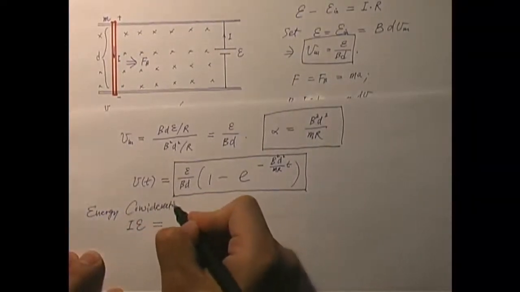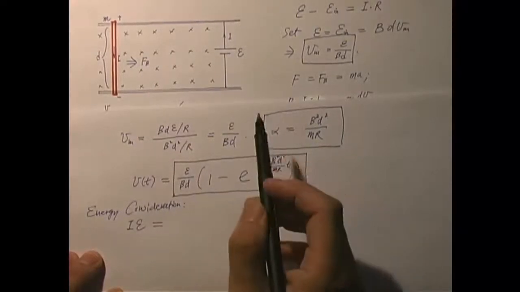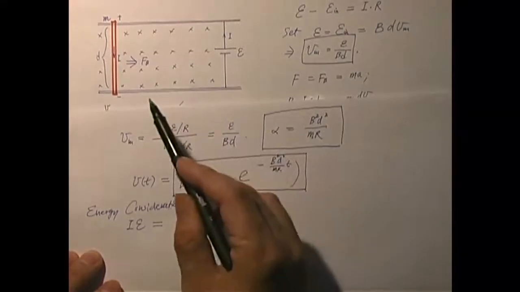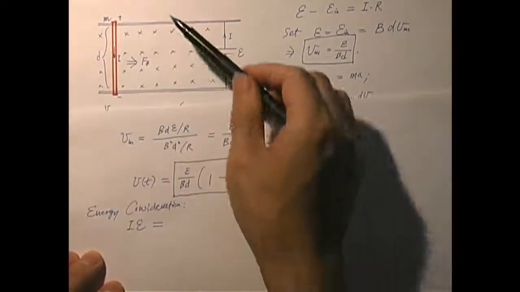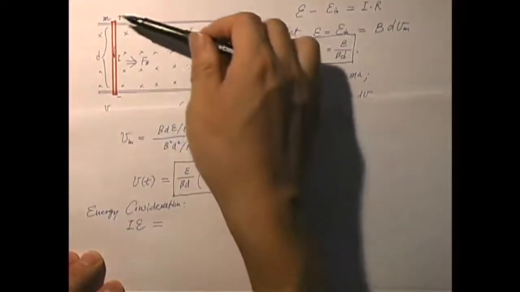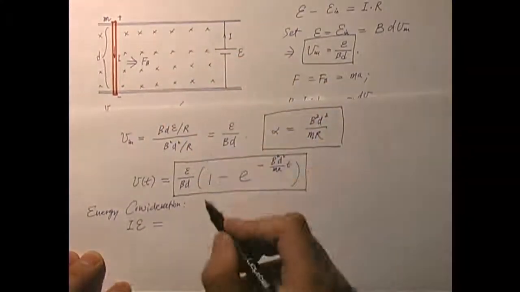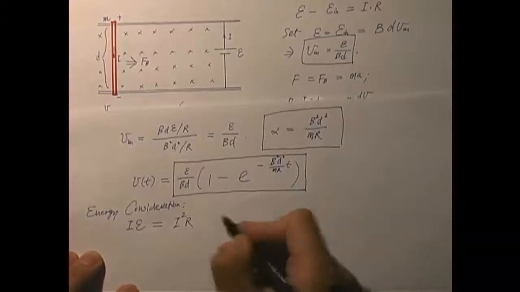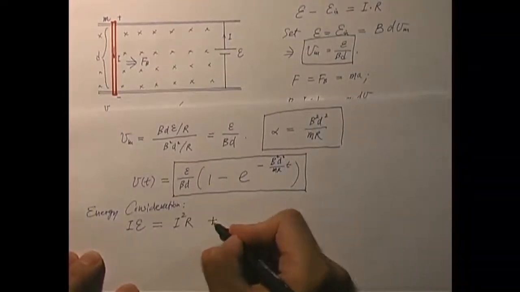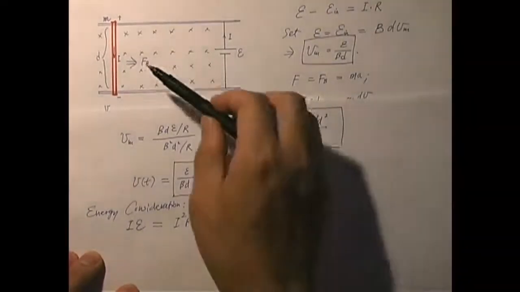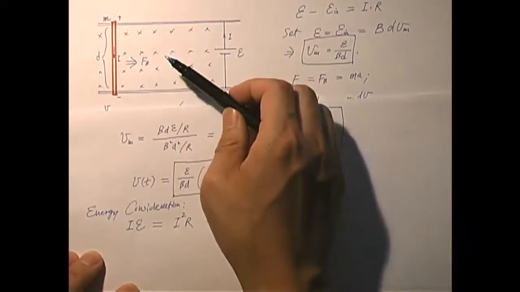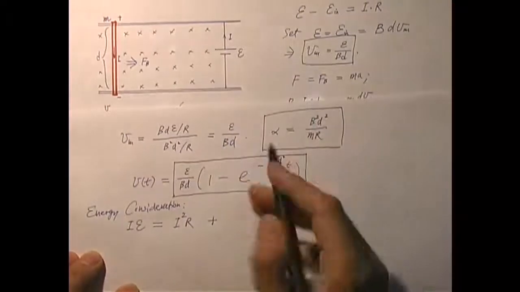Well, this power delivered by the battery has to go somewhere, and it goes two ways. One is, of course, some heat has been generated, because there's a current going through a resistor. So that power is I squared times R, right? What else? Well, the other thing is that there is a magnetic force pulling the bar, so that increases the kinetic energy of the bar. The rate at which kinetic energy increases is dK/dt.